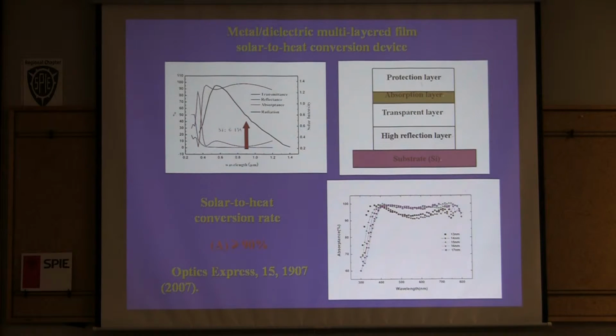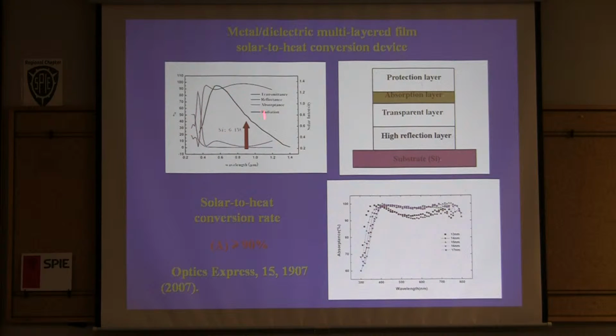So this is our 4-layer structure. We can get the solar to heat conversion rate of more than 90%. The paper was published a few years ago. So that's for the solar energy radiation spectrum.